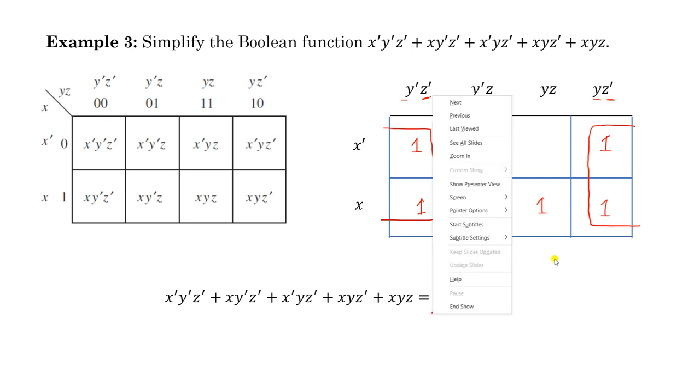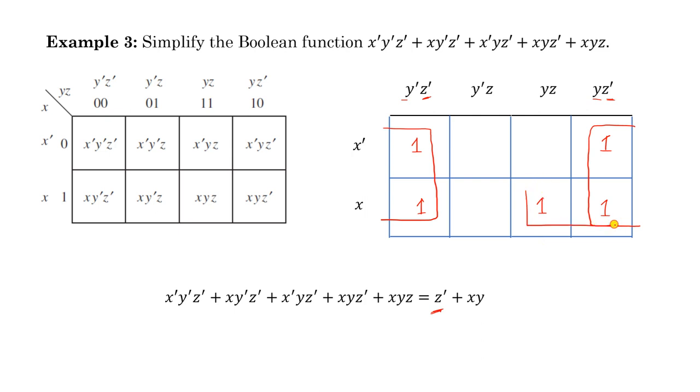Now to cover this one, you can form a block of 1 by 2 like this. This will give you a reduced term with two literals, and which are these two literals? One is x, and look at these two terms. Here it is z, here it is z dash, but y is same, so that's why now we have the term xy. So in this way you can utilize these corner squares also. So reduced term is z dash plus xy.